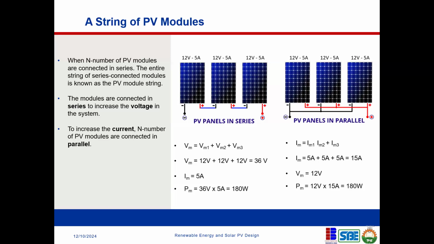So in this series configuration, your power is 180. In this parallel configuration, your power is 180. But in this case, your voltage is 12 volts and your current is 15 ampere. But in this case, your current is 5 ampere and your voltage is 36. Okay, so let's just have that in mind. I don't know if there's any question at this point.